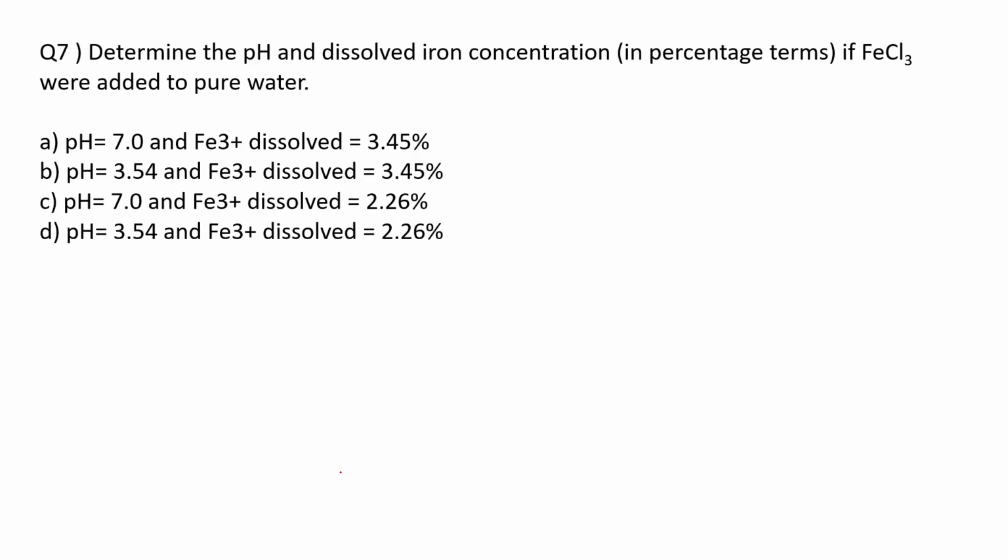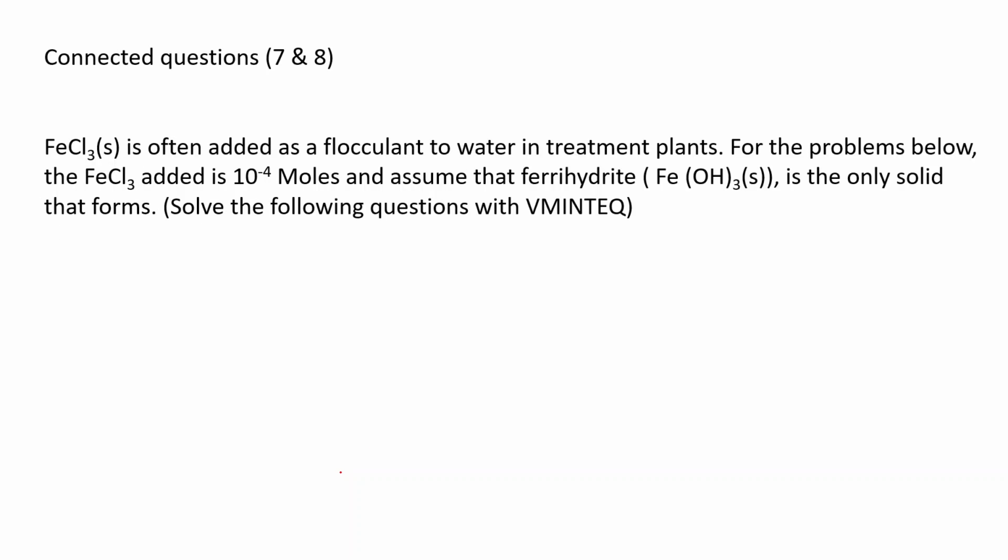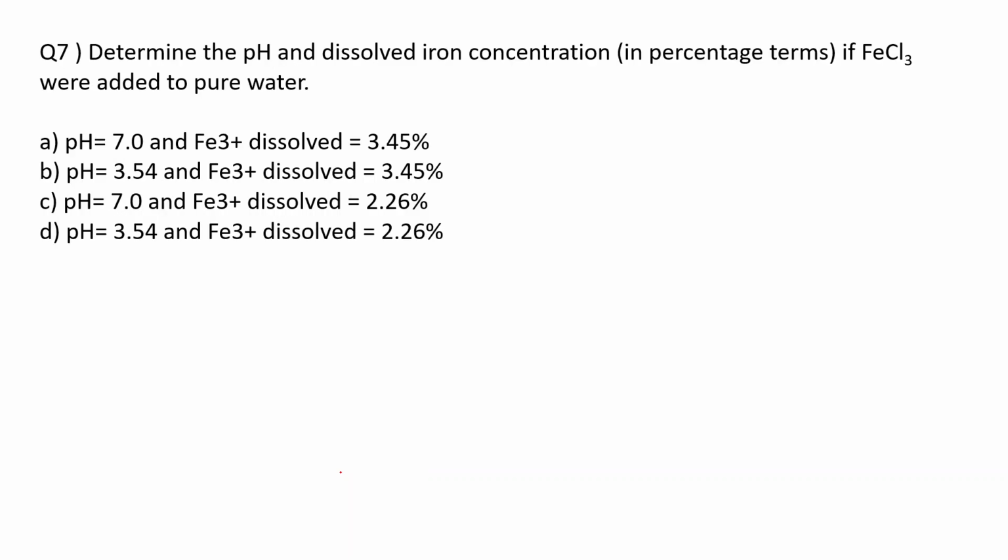So we'll see question number 7 now. Determine the pH and dissolved iron concentration if FeCl3 were added to pure water. We have the moles of FeCl3. We know what solid will be formed. And so we need to determine the pH and dissolved iron concentration.